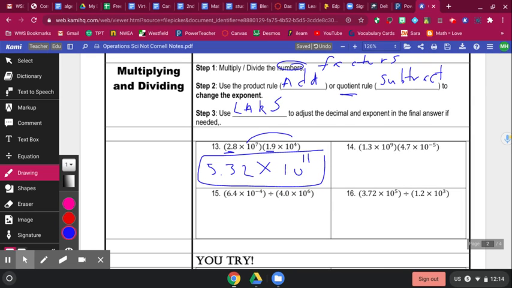Number 14, we're going to do the same thing. We're going to multiply our factors to get 6.11 times 10 to the 4th, because we have to add our exponents when multiplying.